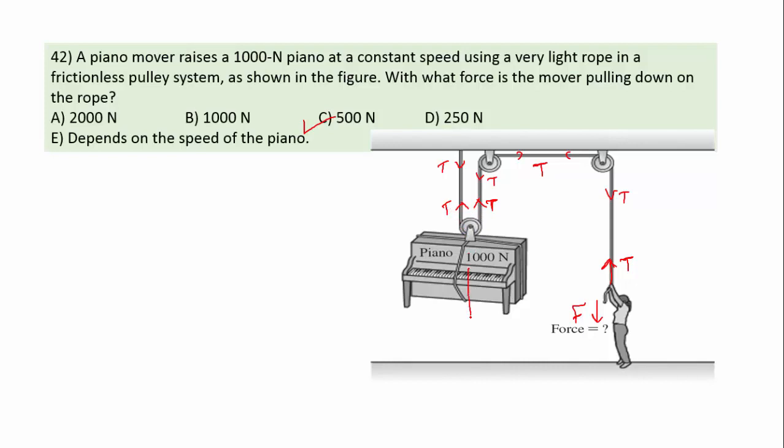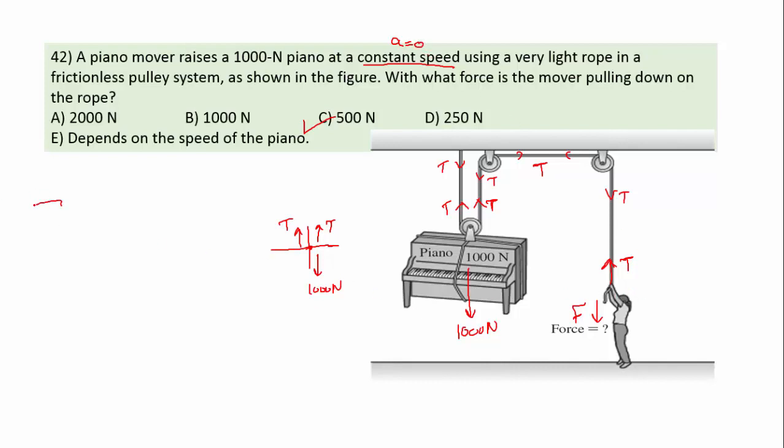And there is the weight of the piano downward, the 1000 Newton. So if you draw the force body diagram on the piano, you have the tension upward, two forces of tension upward, and the weight of the piano downward, 1000 Newton downward. Now note that the piano is raised at a constant speed. This implies that the acceleration is 0.